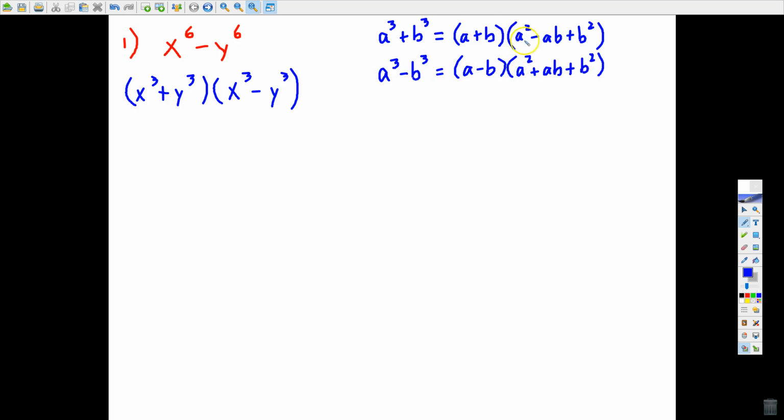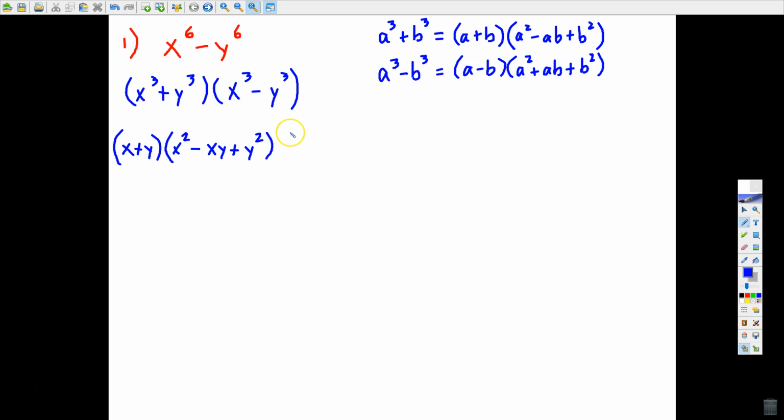So using this as a guide, let's factor this first binomial, the sum of two cubes. A and B here just represent the cube roots. So the cube root of x cubed is x, the cube root of y cubed is y. And now I'm going to make this trinomial from these two terms. Notice how this works. So this is going to be x squared. Now my next sign is minus xy, x times y. My next sign is plus, and then y squared.